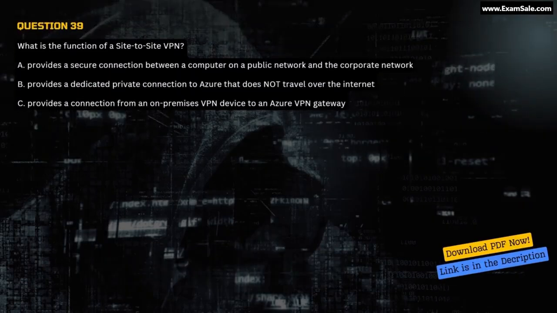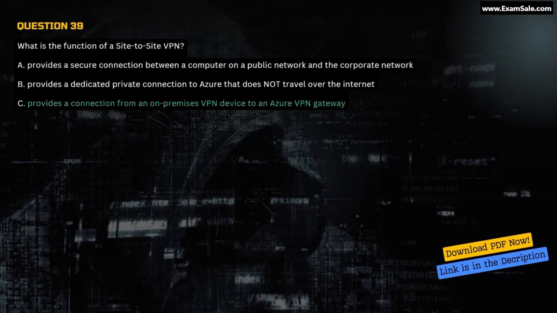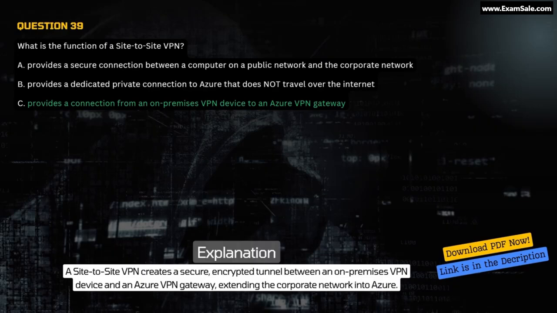Question 39. What is the function of a site-to-site VPN? A. Provides a secure connection between a computer on a public network and the corporate network. B. Provides a dedicated private connection to Azure that does not travel over the Internet. C. Provides a connection from an on-premises VPN device to an Azure VPN gateway. Correct answer, C. Explanation. A site-to-site VPN creates a secure, encrypted tunnel between an on-premises VPN device and an Azure VPN gateway, extending the corporate network into Azure.